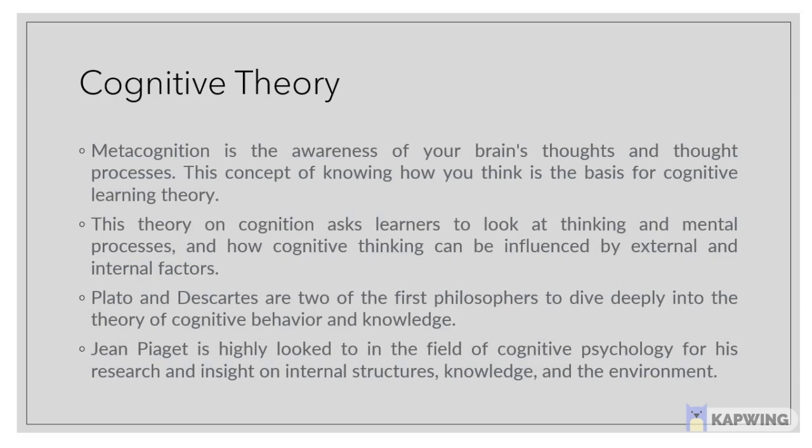So, sabi po, if your cognitive processes are working normally, it's easier to learn. But if something is off with a cognitive process, difficulties can ensue. So, yung cognitive learning po can be broken down into social cognitive theory and cognitive behavioral theory. So, mamaya po, i-discuss po natin yung dalawa na yun. So, si Plato and Descartes po, yung two first philosophers to dive deeply into the theory of cognitive behavior and knowledge. Si Jean Piaget po, yung naging famous sa cognitive psychology because of his cognitive development.